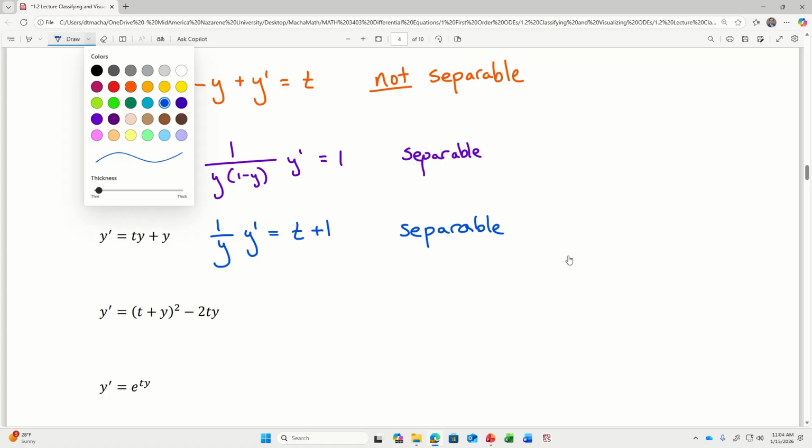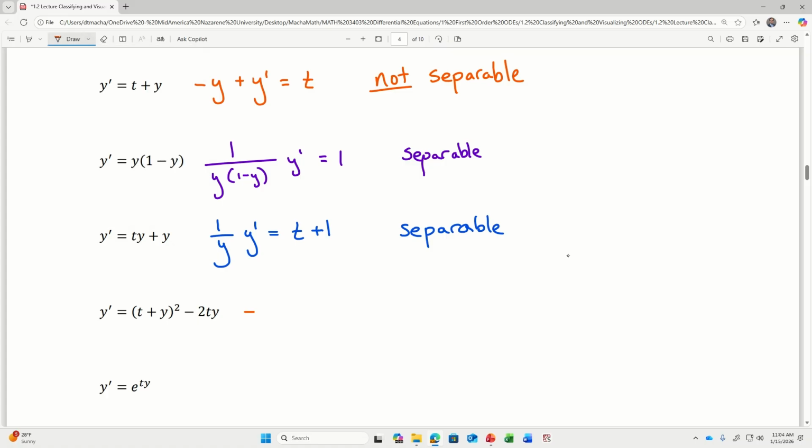So I could rewrite this one like negative y squared plus y prime equals t squared. Is that separable? No, not separable. Because for it to really be separable, we would need a function of only y times y prime, not plus y prime.